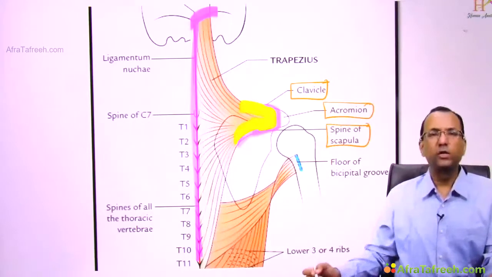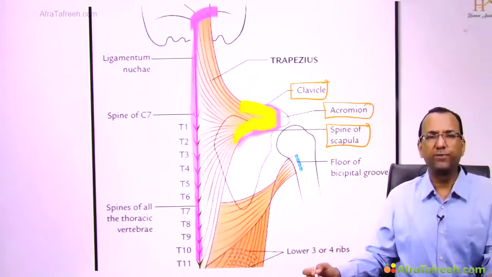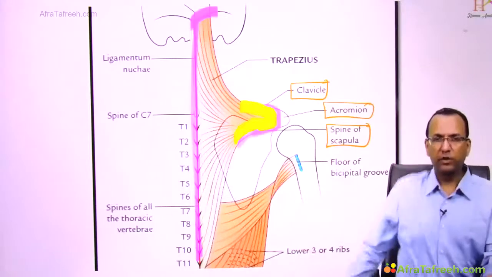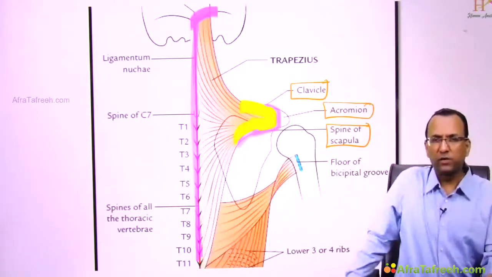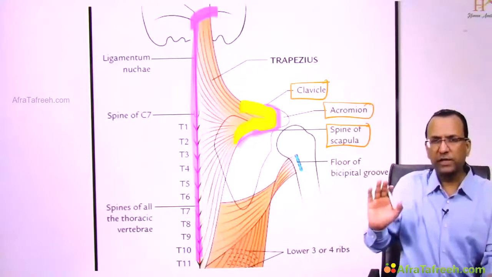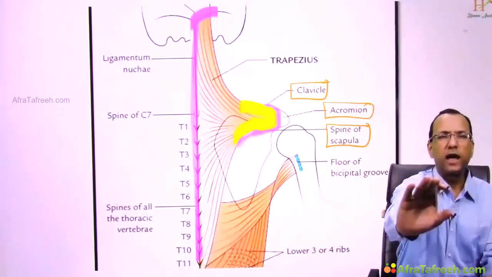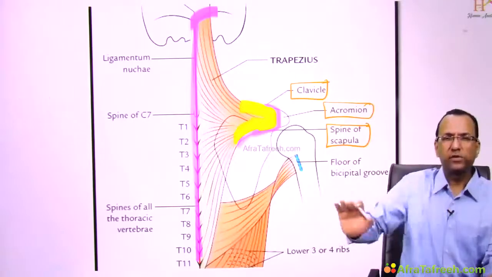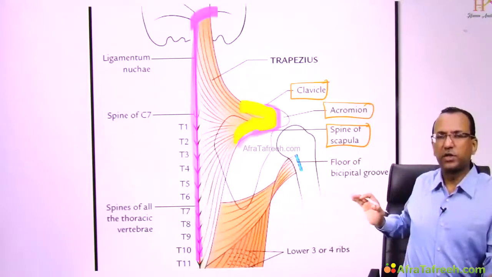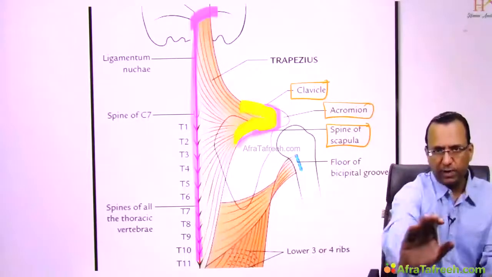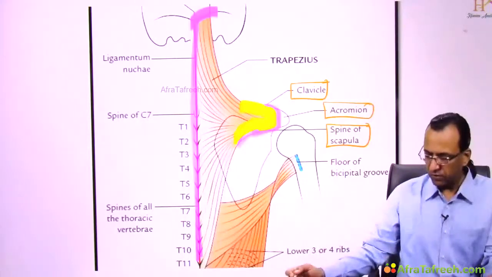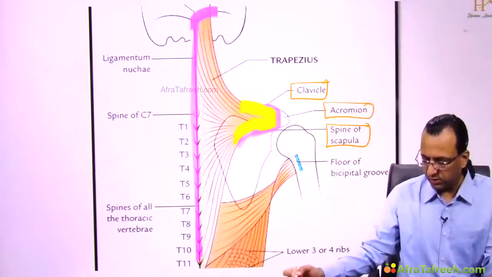What is it doing? What do you think? This is the insertion. It will pull the scapula upwards, shrugging of the shoulder. What else will it do? You remember, serratus will pull it anterior and trapezius will pull it posterior. Retraction. So trapezius is for retraction, and serratus anterior is for protraction of the scapula. Okay, that is what it is doing.